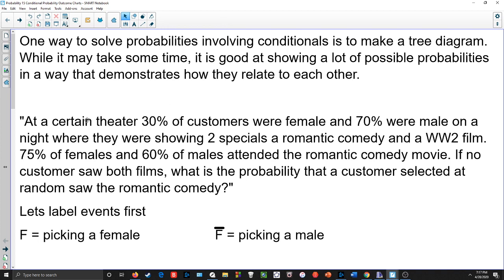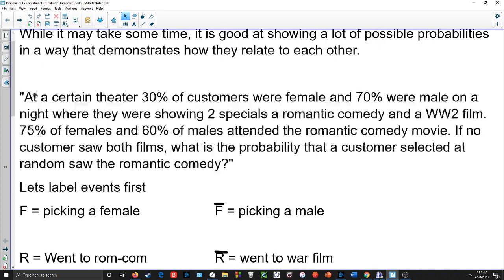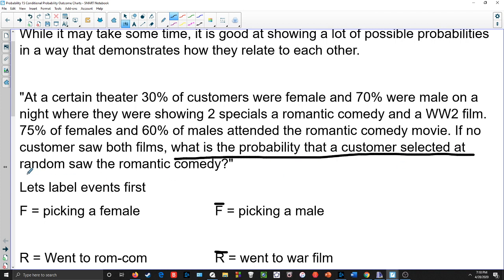First thing here: at a certain theater, 30% of customers were female and 70% were male, on a night where they were showing two specials, a romantic comedy and a World War II film. 75% of females and 60% of males attended the romantic comedy, and nobody saw both films. What's the chance that if we pick somebody at random, they saw the romantic comedy? So this is the question here. If we pick somebody at random, what's the chance that they saw the rom-com?